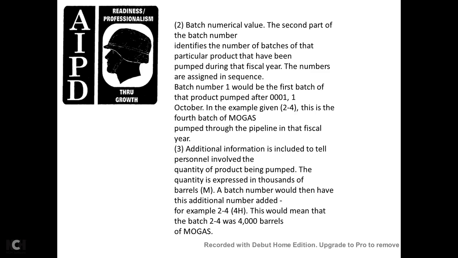Batch numerical value. The second part of the batch number identifies the number of batches of the particular product being pumped during the official year. The number is assigned in sequence; batch number 1 would be the first batch of the product pumped after 1 October.